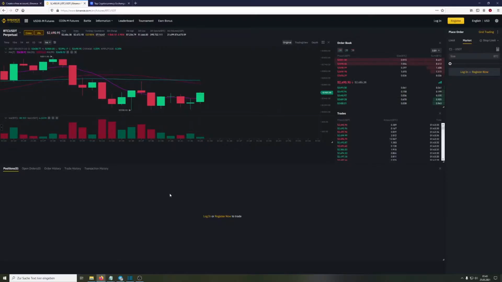Today I want to show you how to trade the cryptocurrency Holo. First of all, of course, we need a trading provider. For it, I would recommend Binance. Binance is currently by far the most popular and cheapest trading provider on the market.